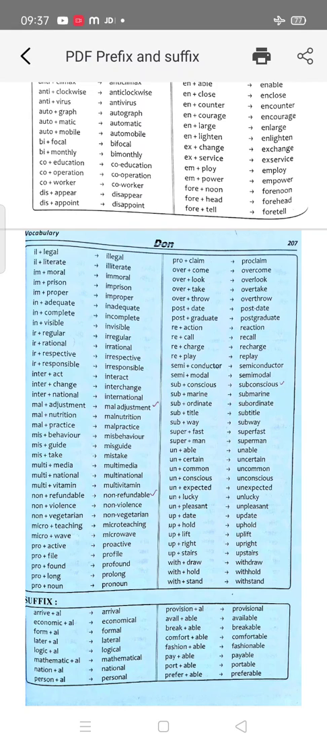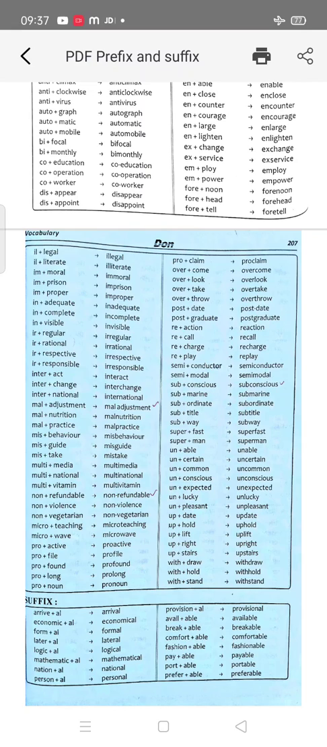Proactive. At the same time, you can add in before that one. If you add in, it will become inactive. If you add pro, it will become proactive. Then file, profile; found, profound; long, prolong; noun, pronoun; climb, proclaim.